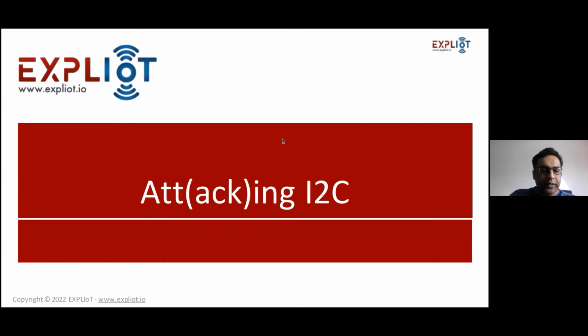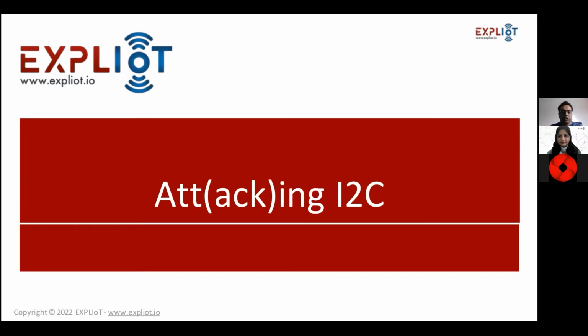Now here, the agenda today is about discussing the I2C protocol. We'll be discussing the fundamental things about the I2C. The reason being, if you understand any protocol properly, then there are many chances where you can innovatively think where the attacks are possible. The agenda for today is to understand this particular protocol, then what are the different attacks possible on this protocol, as well as we'll see a video where we have demonstrated a few of these attacks and how we can use some of the tools of EXPLIoT to attack the I2C bus. Right? So this is the agenda.